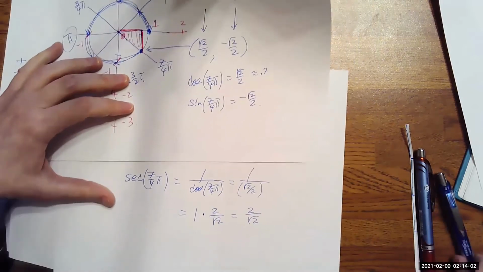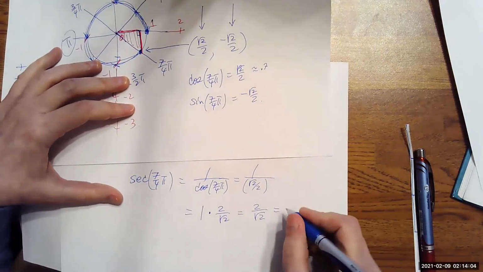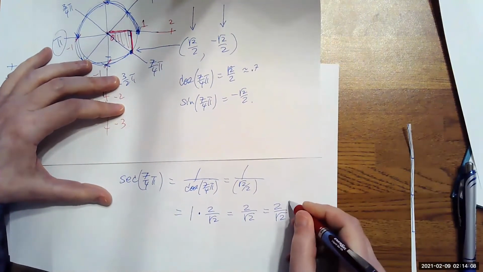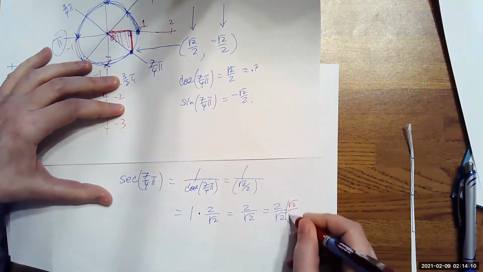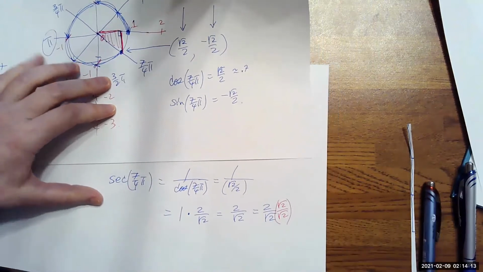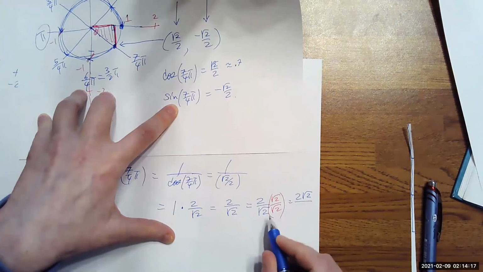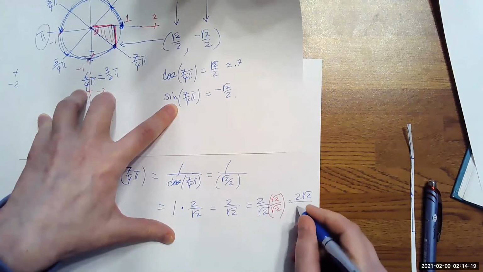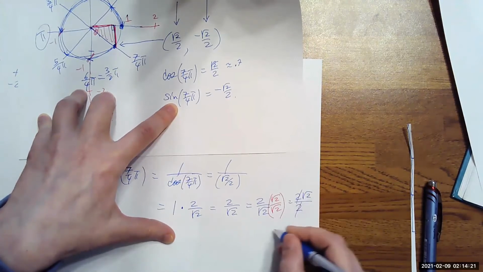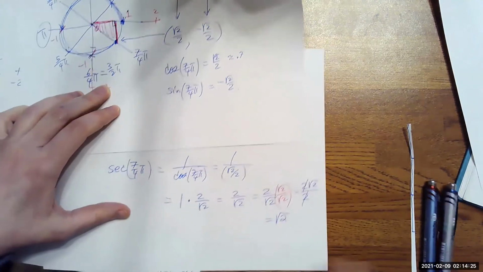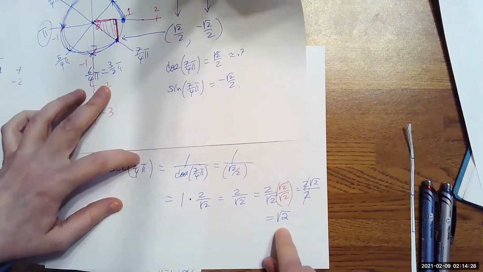Or if we prefer to write it rationalizing the bottom, we would just multiply top and bottom by the same number, which is square root of 2. So we get 2 times square root of 2 over square root of 2 times square root of 2, which is plain old 2. 2's divide out, and we just get the number square root of 2. So the secant of that thing is this number here.